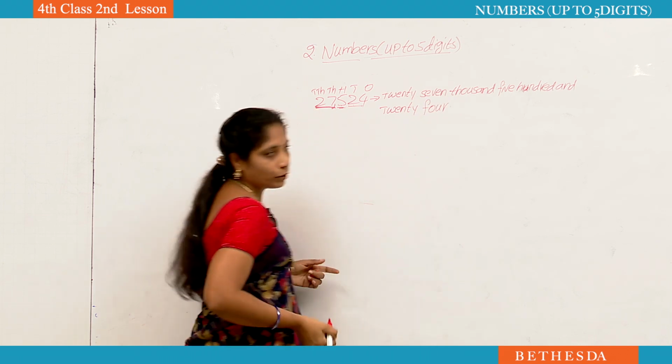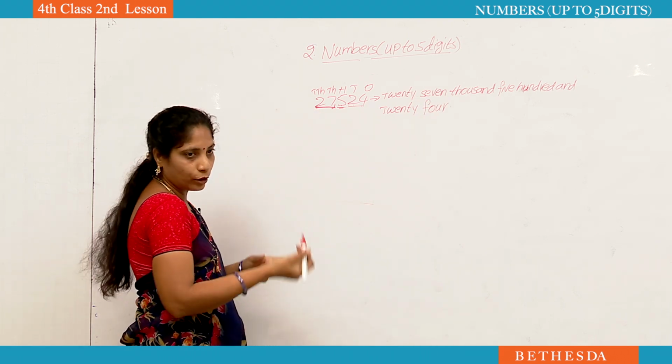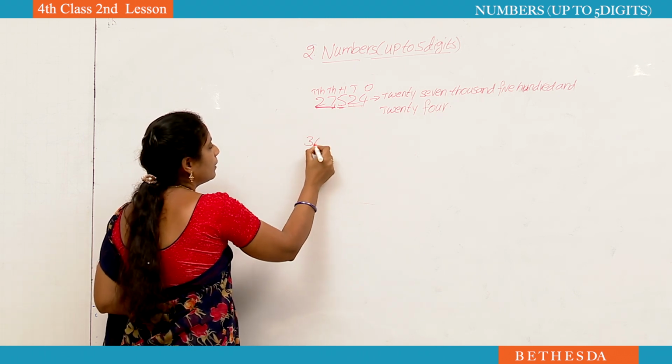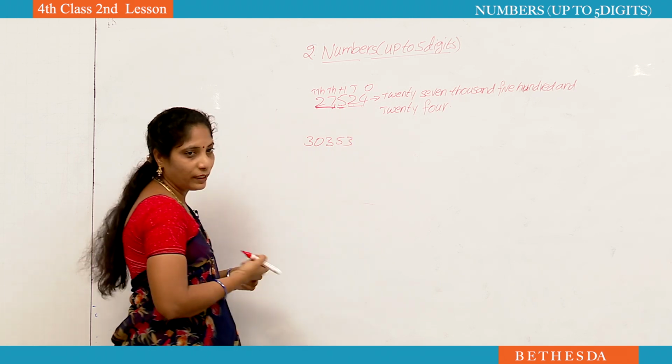Okay, did you understand how to write the number name? How we are reading, like that only we have to write the number name. See here, next one, 30,353. Now how to read the number?